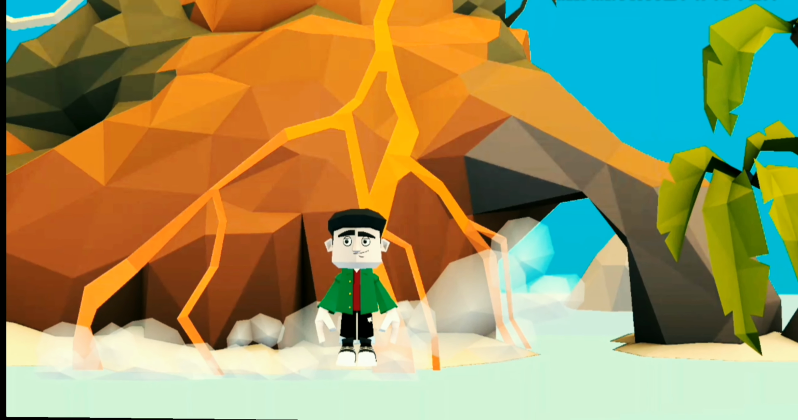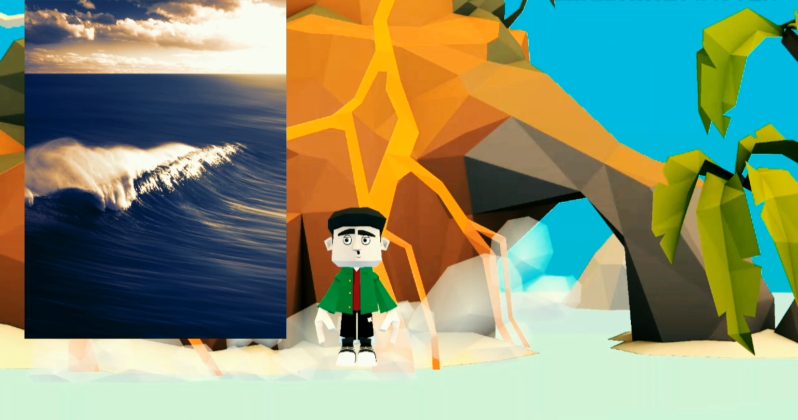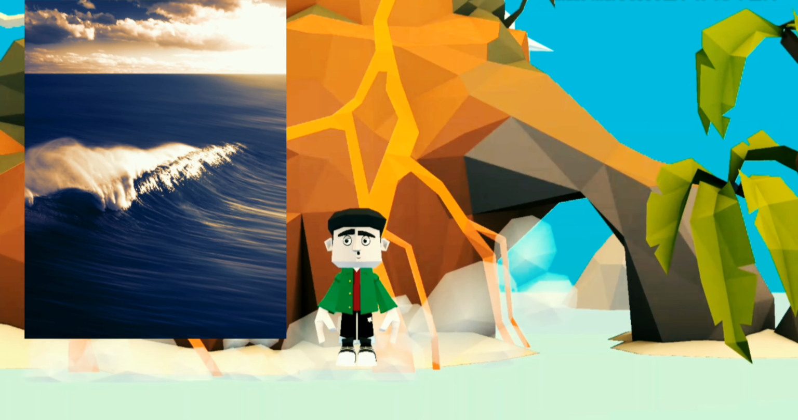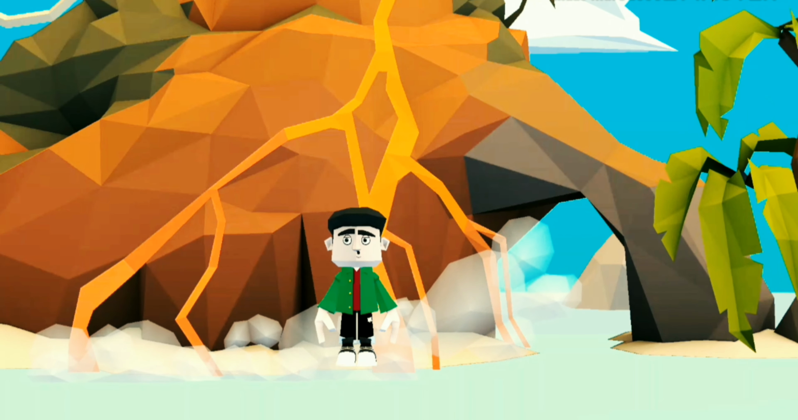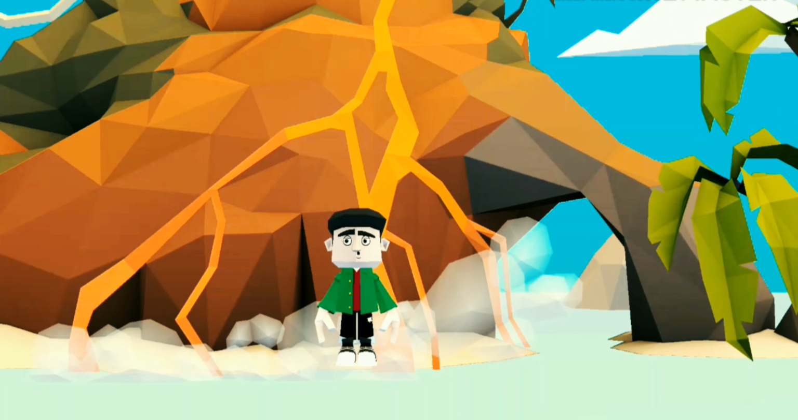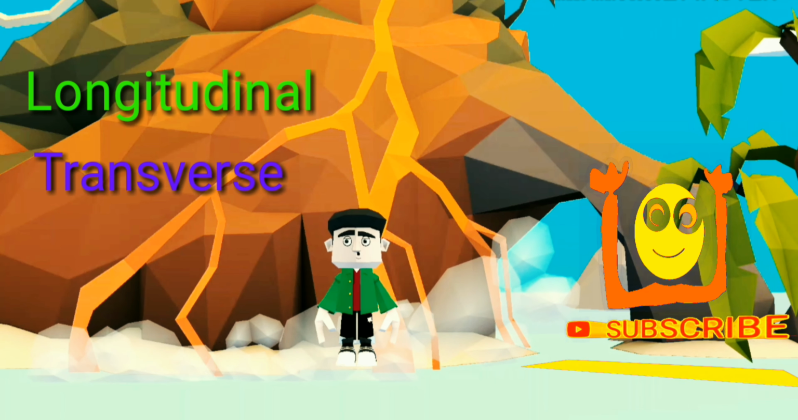Waves can move from one place to another through a medium. For example, water waves. If you throw a stone into a pond, then water waves will be created. The medium of this type of wave is water. Like water waves, there are many types of waves in this world. There are two types of motion for waves, one is longitudinal, another one is transverse.